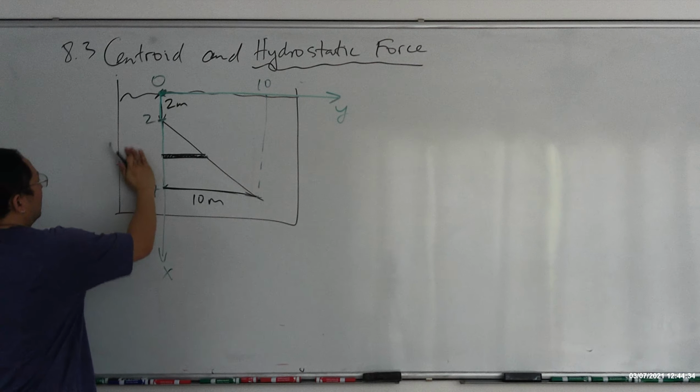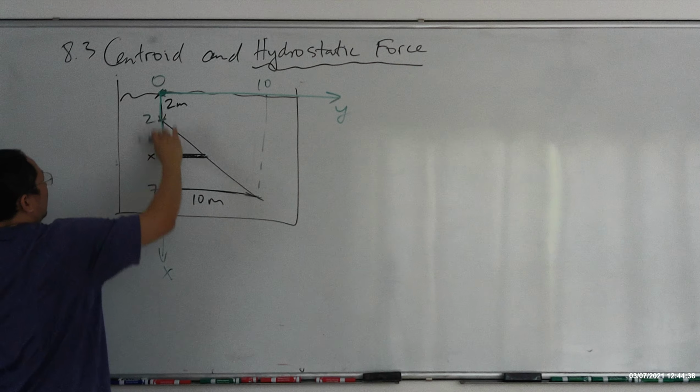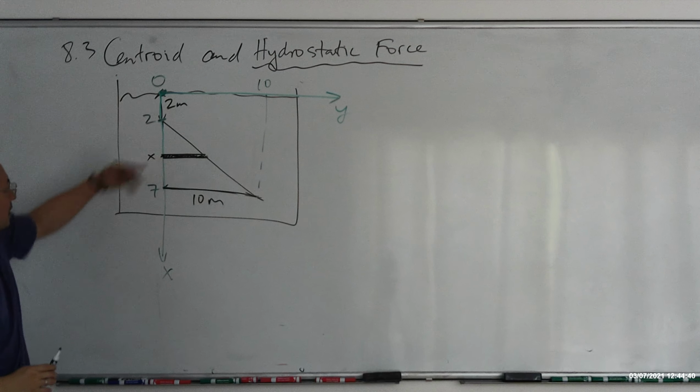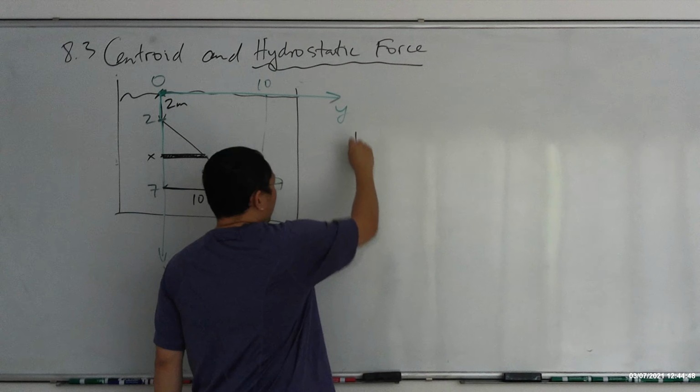So if I call that position right here x, changing from 2 to 7, right? X right here. Then I will try to find a way to calculate the length depending on x. Now we really have to use some geometry in here.